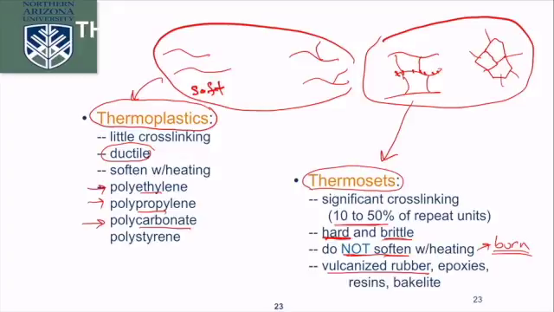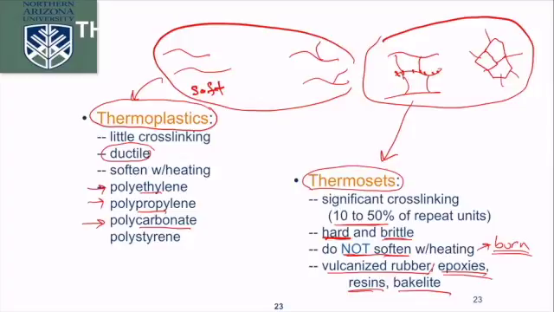So rubber, like rubber tires, epoxies, glues that you mix together and they get hot and then you spread them out and you have a few minutes to maybe attach two things together. The Bakelite we talked about. Resins are another type of epoxy. These are all thermal sets. Once they're set, they stay that way and you can't soften them and reshape them.